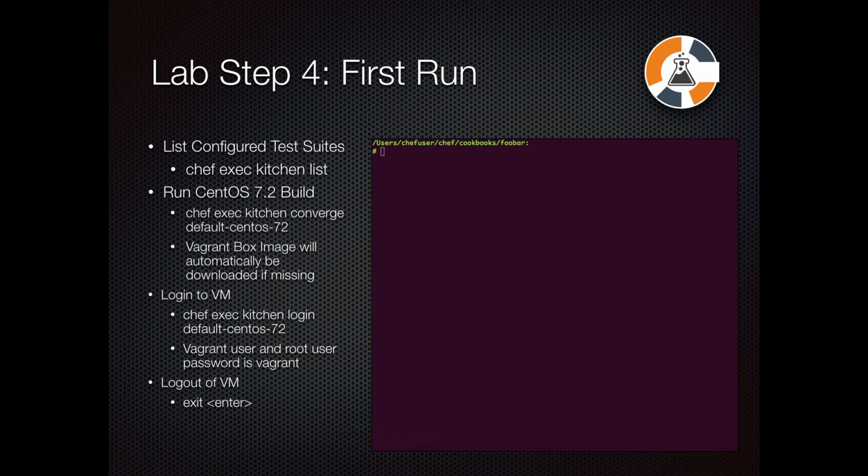uniquely has CentOS in the name, or even CEN in the name, you could type chef exec kitchen converge centos, and it would know which test suite you wanted. It would auto regex and say, oh, this is the only one that matches that. And that's going to create that VirtualBox virtual machine.